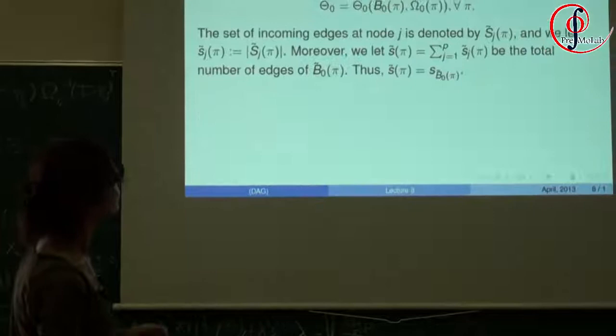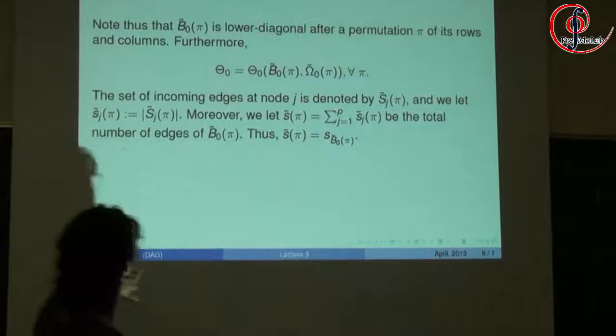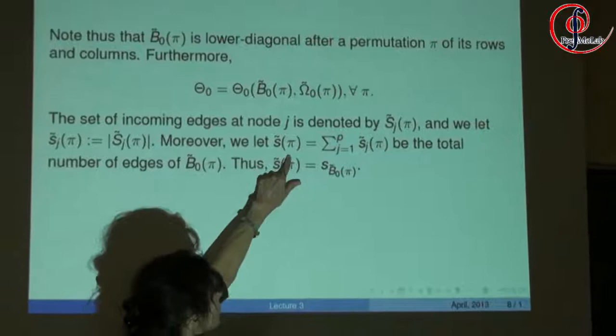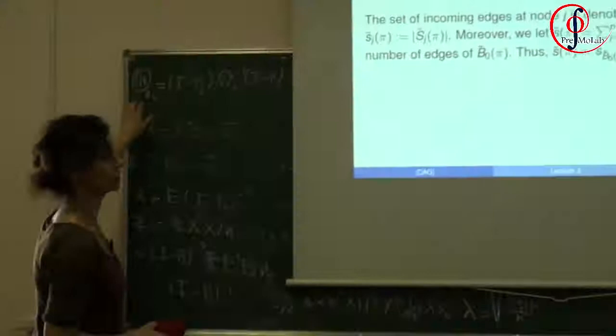So the number of edges at node j is denoted by sj. I don't know if I need that. The total number of edges is denoted by sj. So that's the number of edges if you use that particular representation of the true precision matrix.